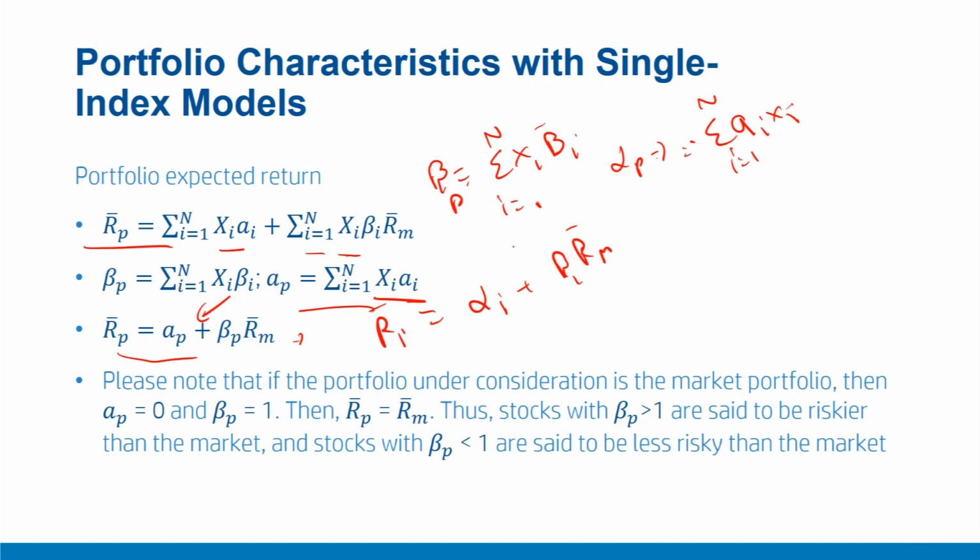Please note here in this equation, that if the portfolio under consideration is market portfolio, then alpha p equal to 0 and beta p equal to 1. That means rp bar is nothing but rm bar. Also, the stocks with beta p greater than 1 are said to be riskier than the market, and stocks with beta p less than 1 are said to be less risky than market.